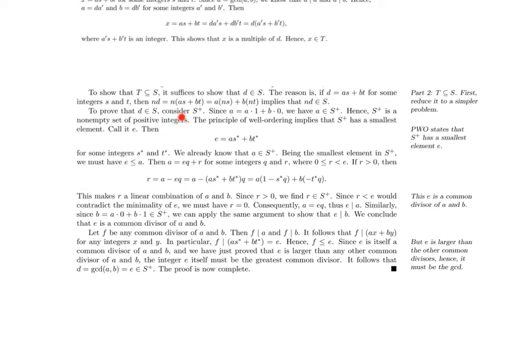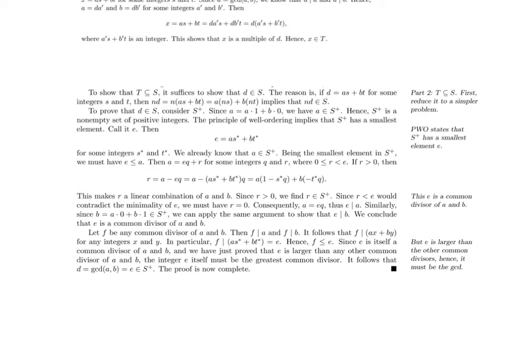So let's consider the positive elements in the set S. Remember, S is the set of linear combinations of A and B. So let's just consider the positive linear combinations, the linear combinations that end up being a positive number. One element in there is A, because we can write A as A times 1 plus B times 0. So A is in S plus.